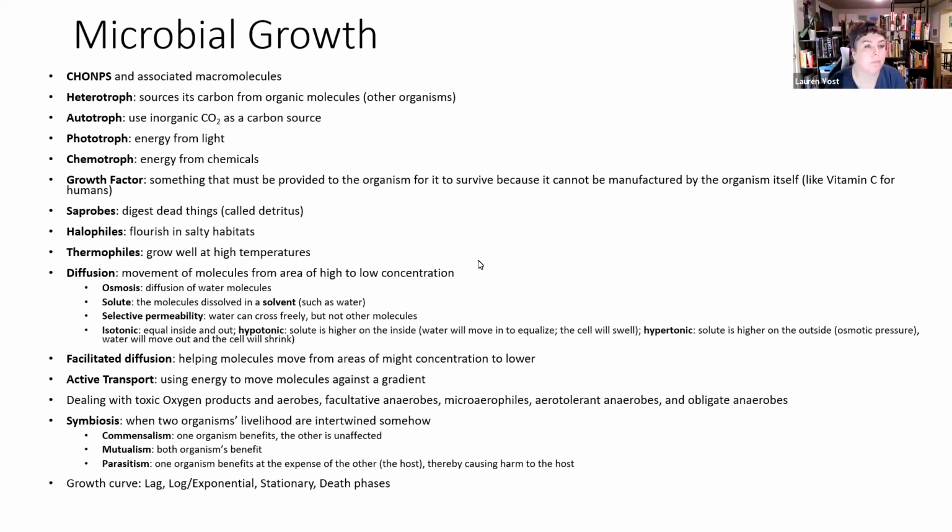So microbial growth, here we are talking about basically whatever factors might favor growth of certain bacteria or what they might need in order to grow and everything like that.